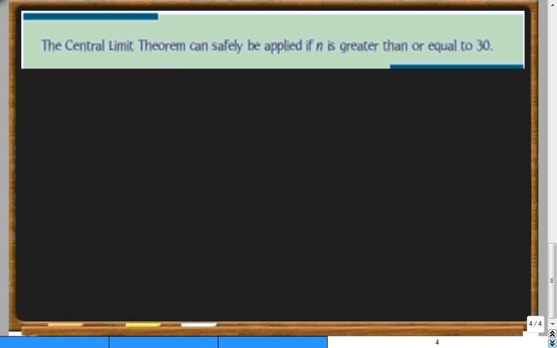And again, as I've stated many times, we can apply the central limit theorem, which means we can use the normal distribution to find probabilities regardless of the shape of the population distribution, if our sample size is greater than or equal to 30.